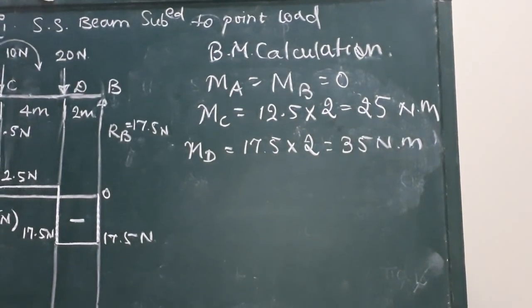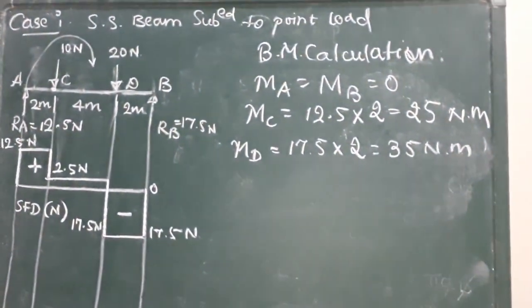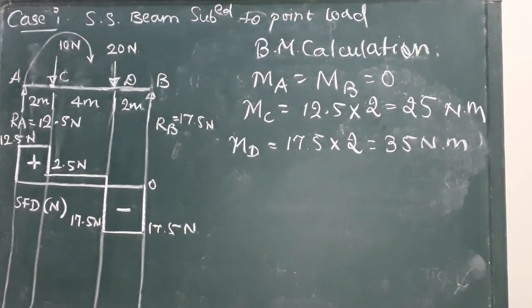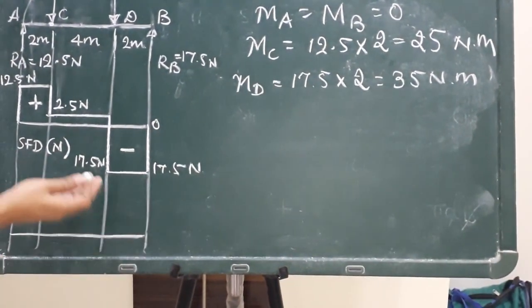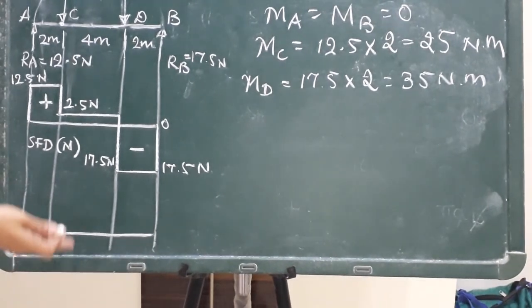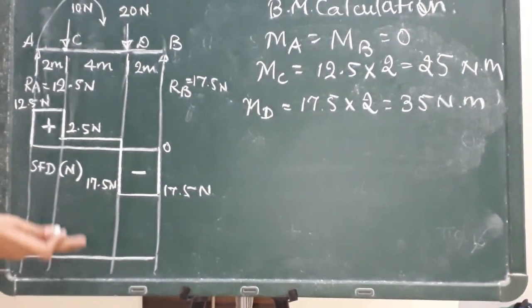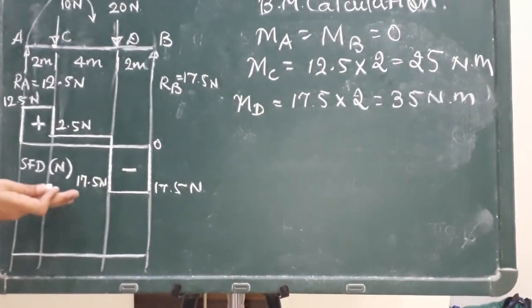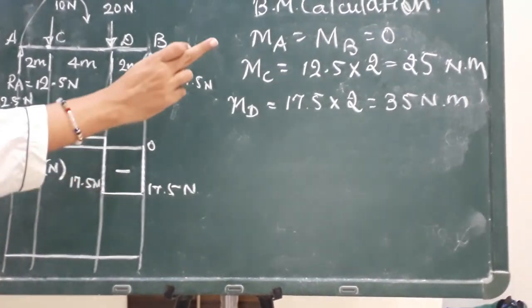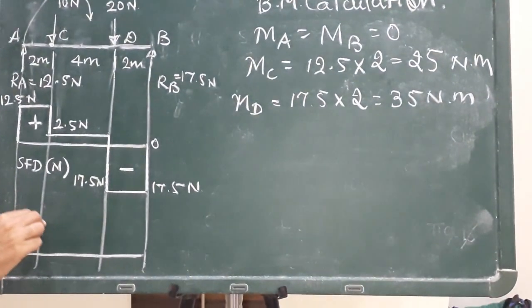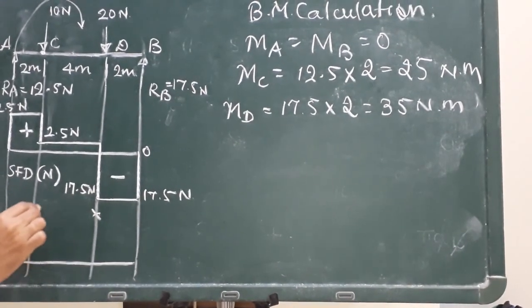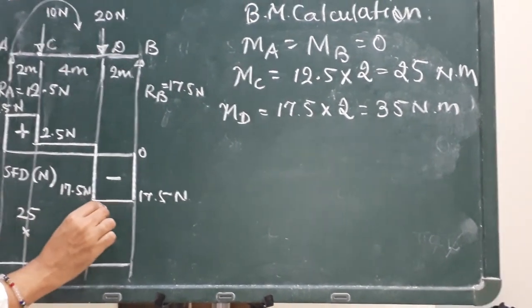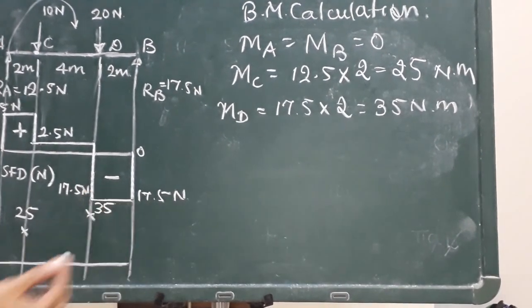Now what you have to do, you have to plot the bending moment diagram. As there is no negative moment, I am drawing at the baseline. Otherwise you have to plan according to the page length, correct? But here all the moments are positive, which are going to come on the upper side of the line. So at C you have to plot 25, at D you have to plot 35. So here you have a bending moment of 25, here you have a bending moment of 35.